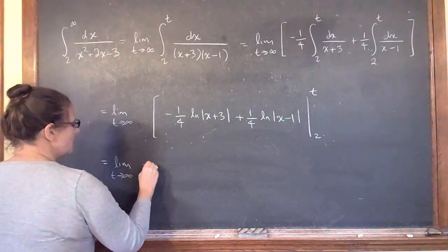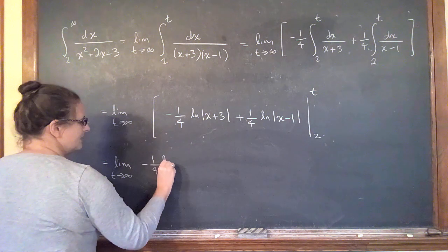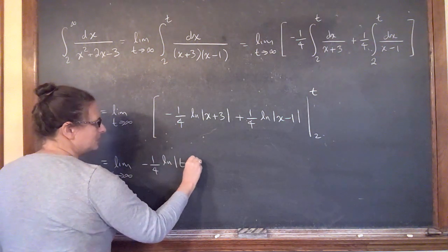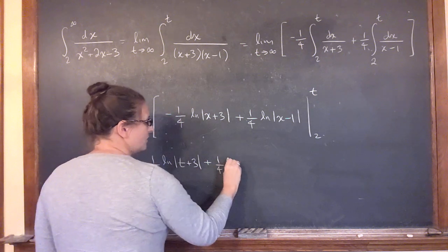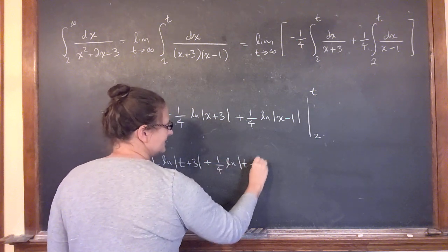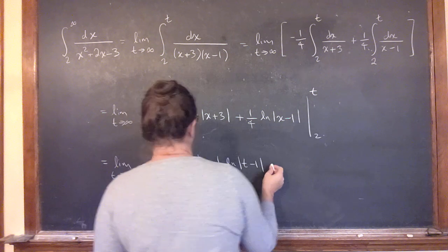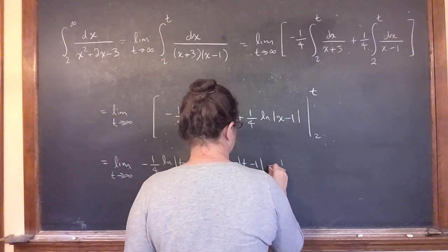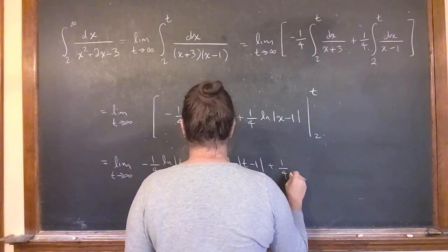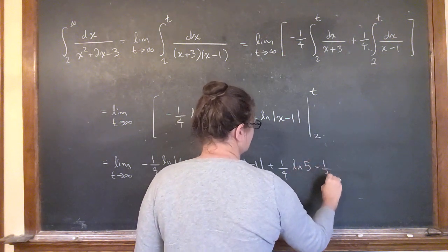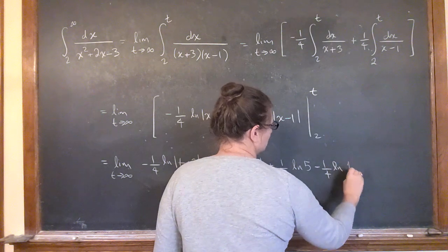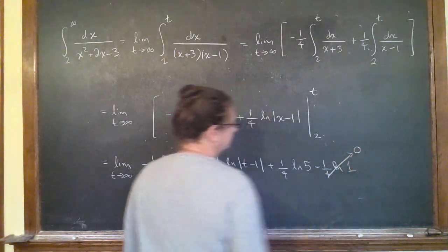So when I evaluate this, I've got minus 1/4 natural log of t plus 3 plus 1/4 natural log of t minus 1, and then minus, plus, at 2 I've got natural log of 5 minus natural log 2 minus 1 is 1. So this guy's 0.